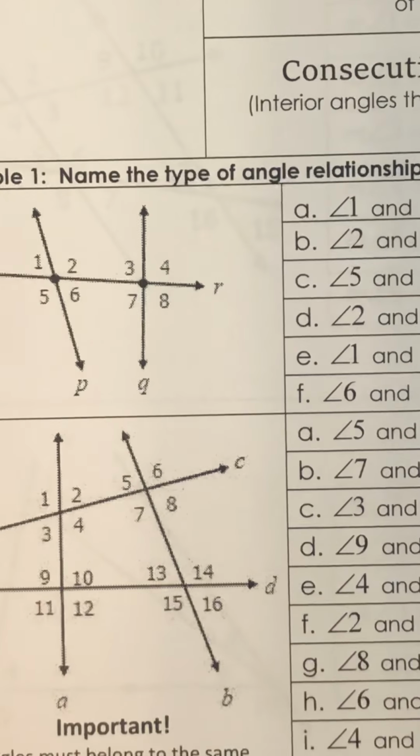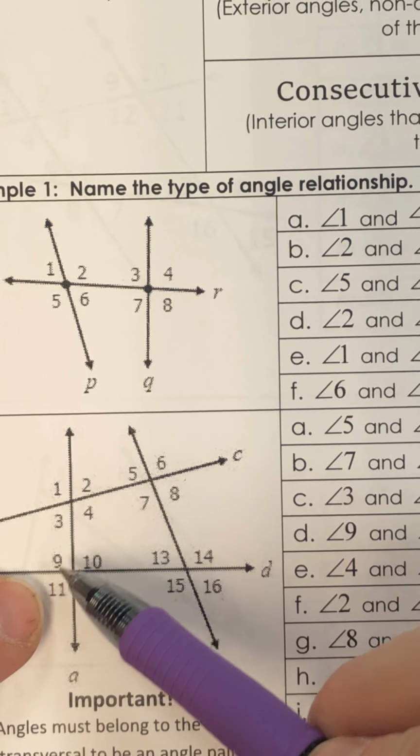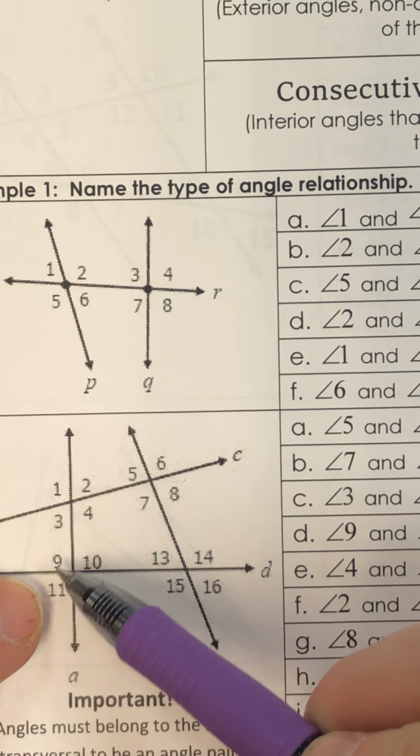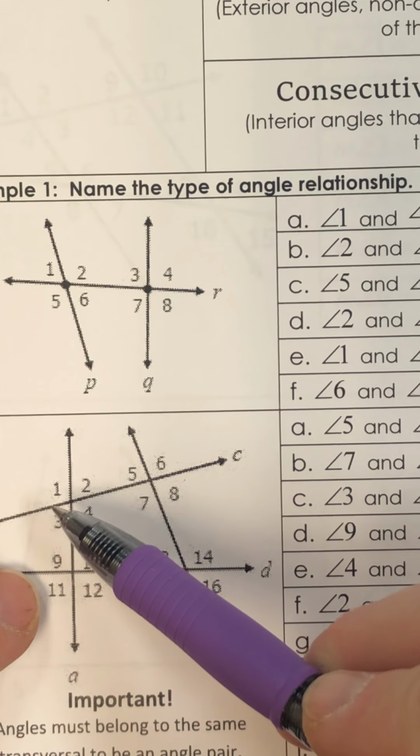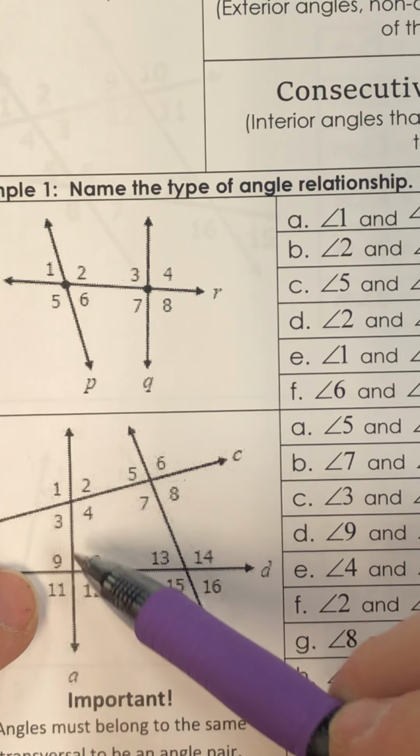And the last one, 4 and 9. Where's 4 and 9? Oh, okay, so 4 and 9. They cross the transversal, and they're inside the other two lines. So that's alternate interior.